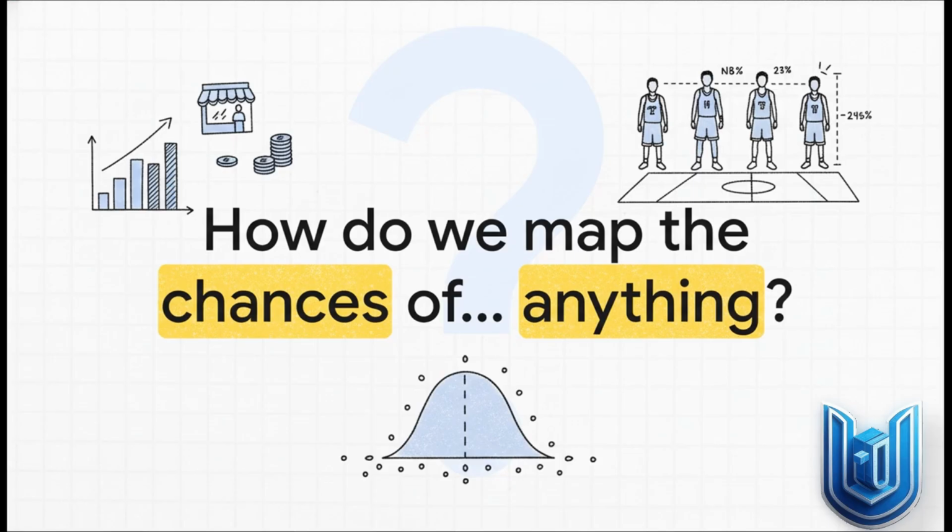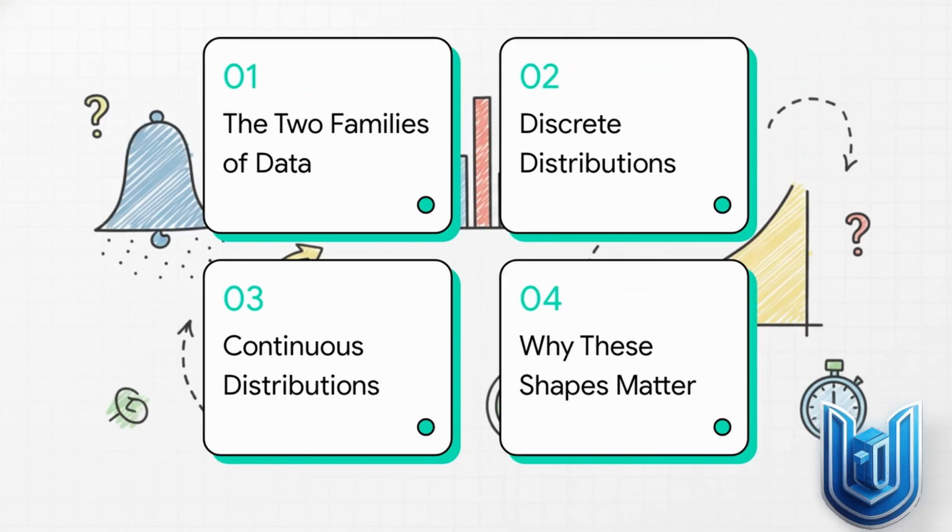Well, the answer is this incredible tool called the probability distribution. So here's our game plan. First, we'll split the world of data into its two main families. Then we'll take a quick look at distributions for data you can count. That's discrete data. After that, we'll do a deep dive into the ones for data you measure, which is our main focus today. And finally, we'll talk about why all these different shapes matter so much.